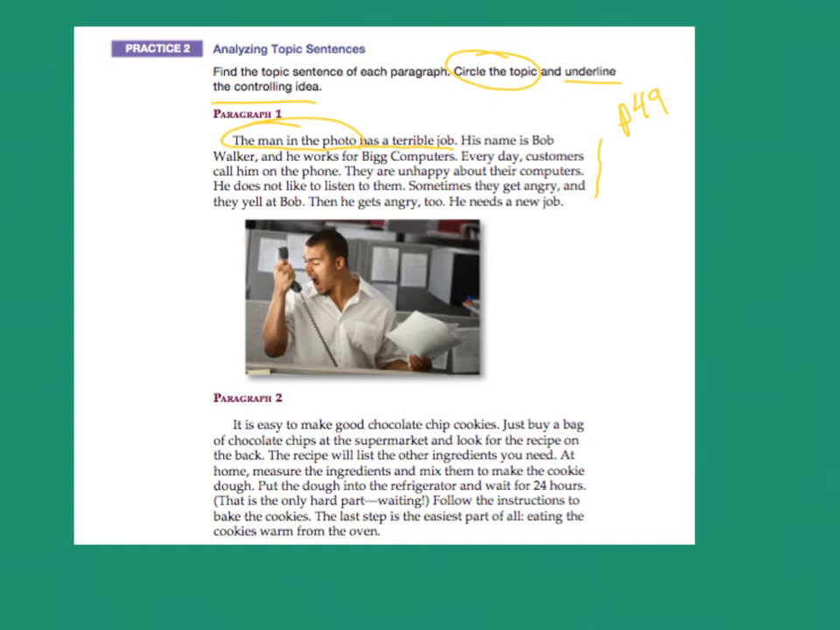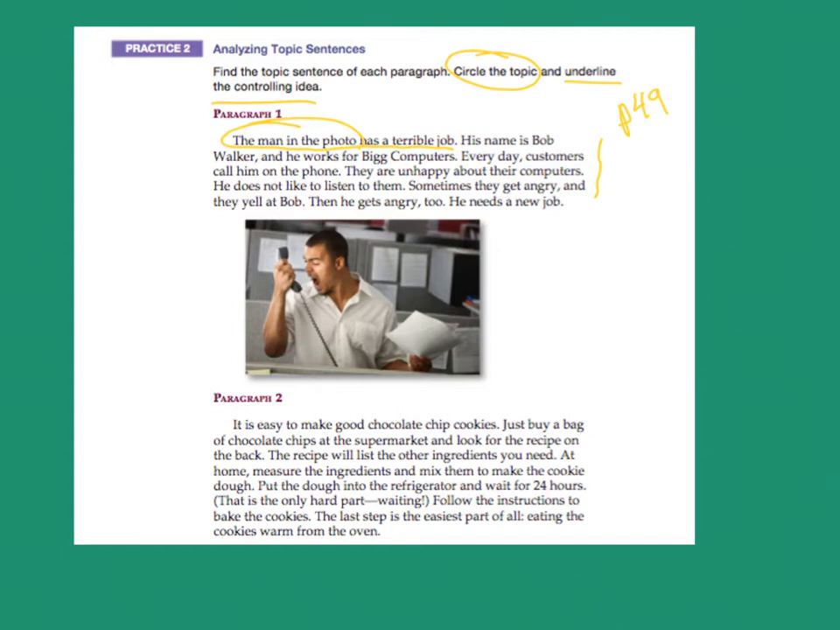Let's look at paragraph 2 now. It is easy to make good chocolate chip cookies. Just buy a bag of chocolate chips at the supermarket and look for the recipe on the back. The recipe will list the other ingredients you need.